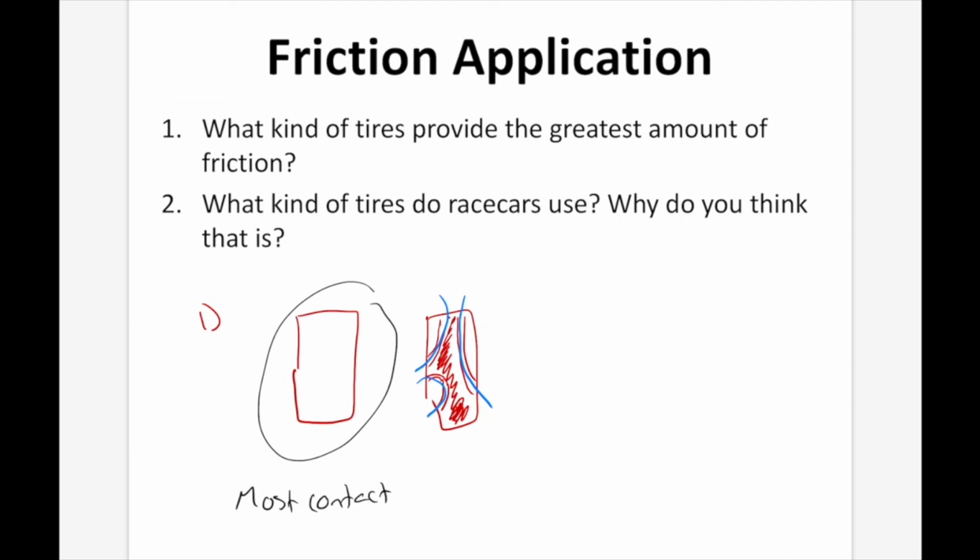What kind of tires do race cars use? Again, that depends on conditions, but we talked about a dry condition, in which case they'd use the tire that produces the most amount of friction, because that's going to propel the car forward the fastest.